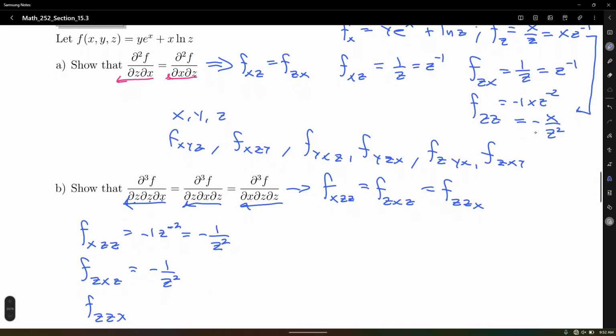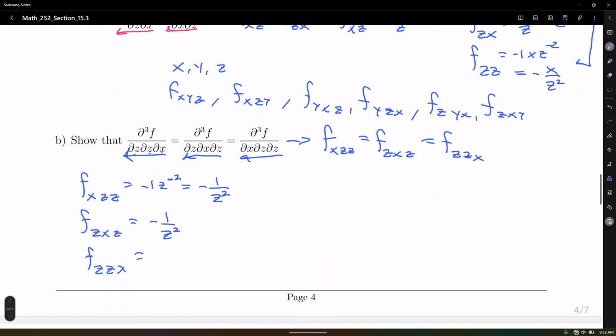Then I'm going to use this result right here to differentiate it with respect to x. Look at this expression. What's the derivative of x times negative 1 over z squared? Negative 1 over z squared. Is that verified? Yes? It better. If you didn't get to verify, double check your calculation, double check your differentiation rules, etc.